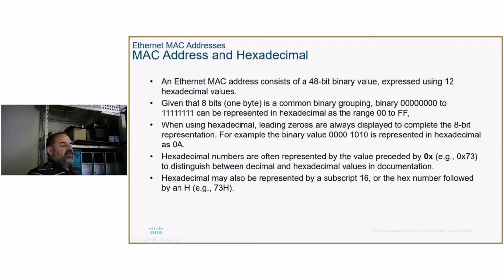When using hexadecimal, the leading zeros are always displayed to complete the 8-bit representation. So for example, the binary value 0000 1010 would be 0A. Hexadecimal numbers are often represented by the value preceded by a 0x, just to distinguish between decimal and hexadecimal values, because 73 by itself could be either, couldn't it? Because there are only numeric values in there. If you put a 0x in front of it, people will know this is hexadecimal. And so 73 in hexadecimal is much bigger than 73 in decimal.